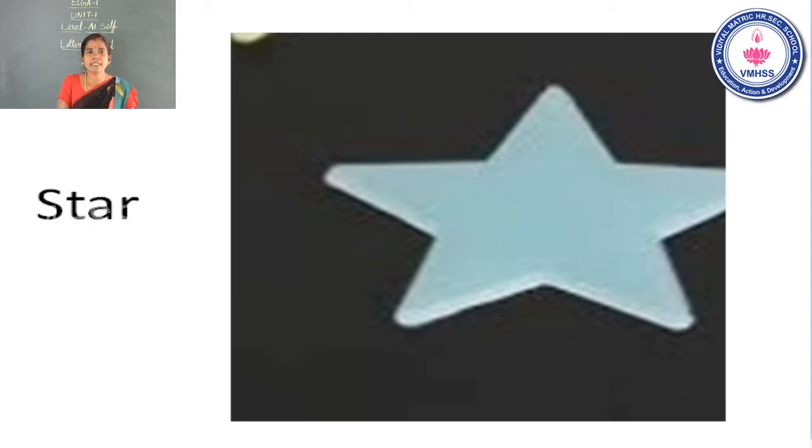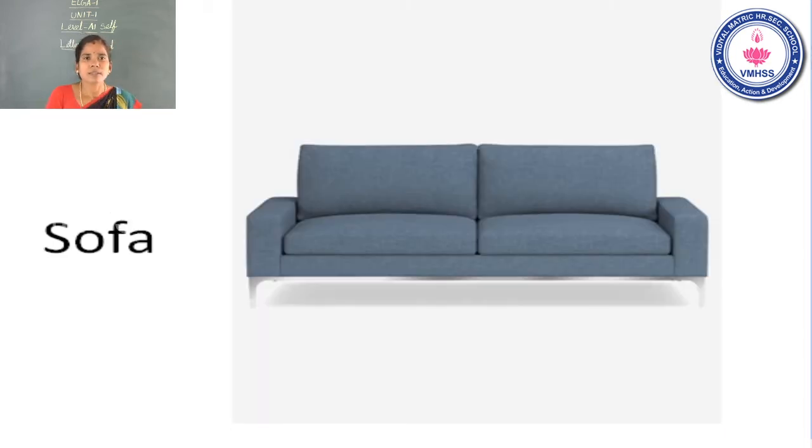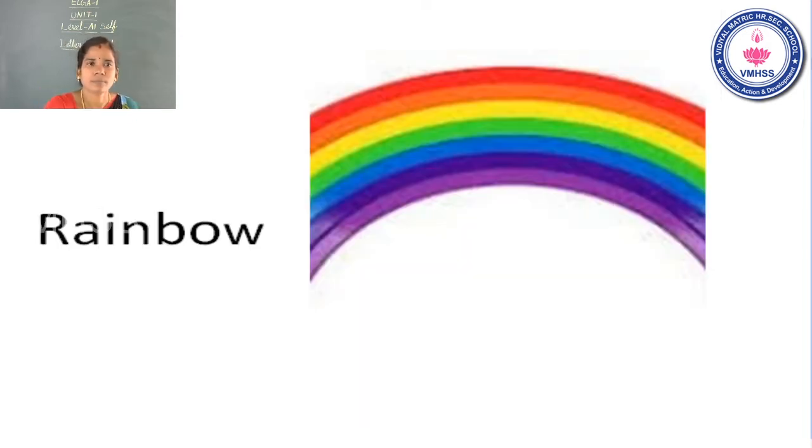What is the picture? This is a star. Star. Sofa. Next one. Next, R sound word. R, rainbow.